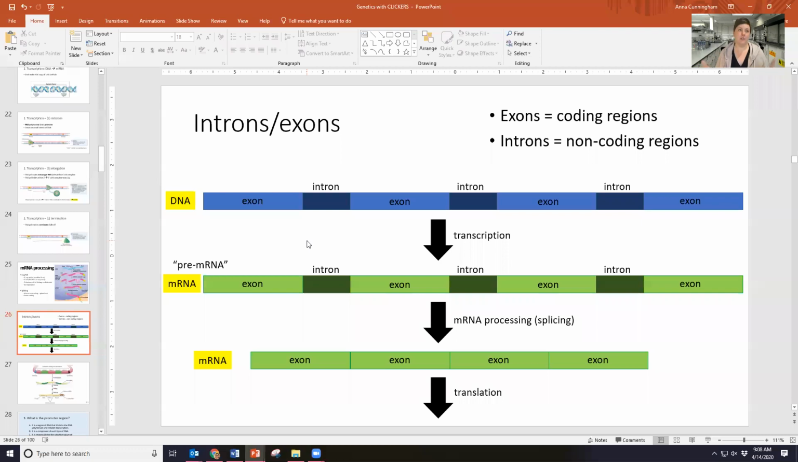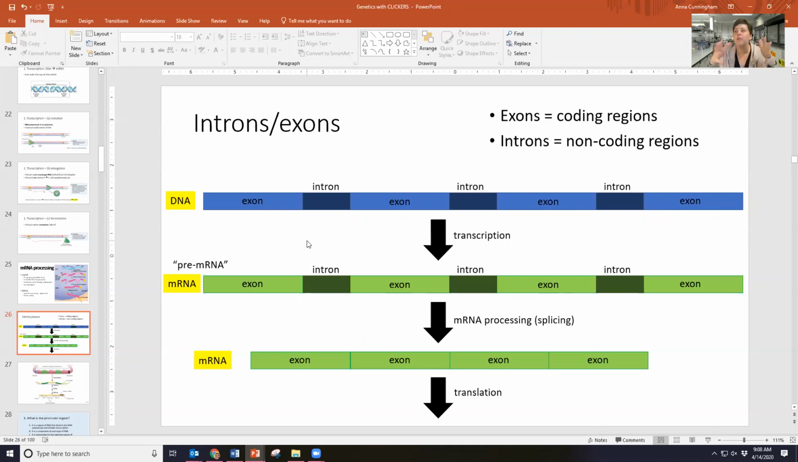So originally, one of the hypotheses was that they contribute mostly to just being spacers. What we know now is that those intronic sequences don't necessarily contribute to a phenotype, but what they do is contribute to regulation of transcription and translation. So we'll talk about that later today.